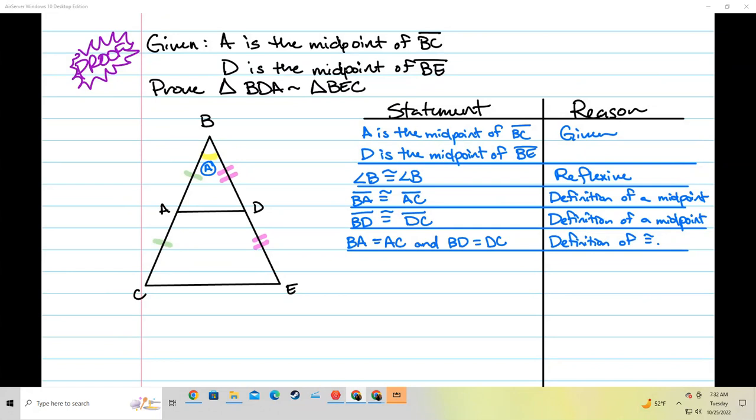The other thing we're going to say is, do you see this big length right here? That big length is made up of two pieces. It's made up of this piece and this piece. So I'm going to write that segment BC is equal to the two little pieces put together, BA plus AC.